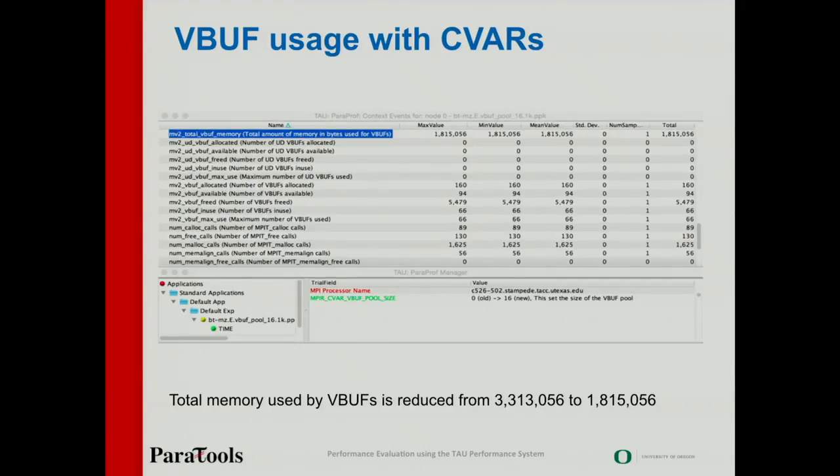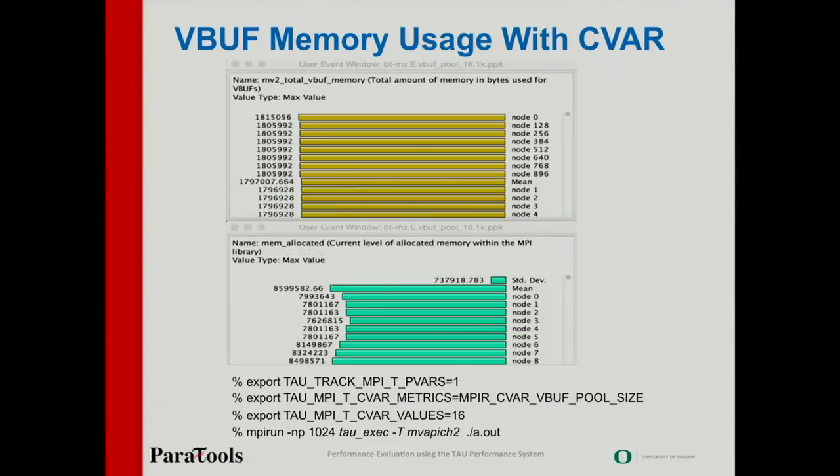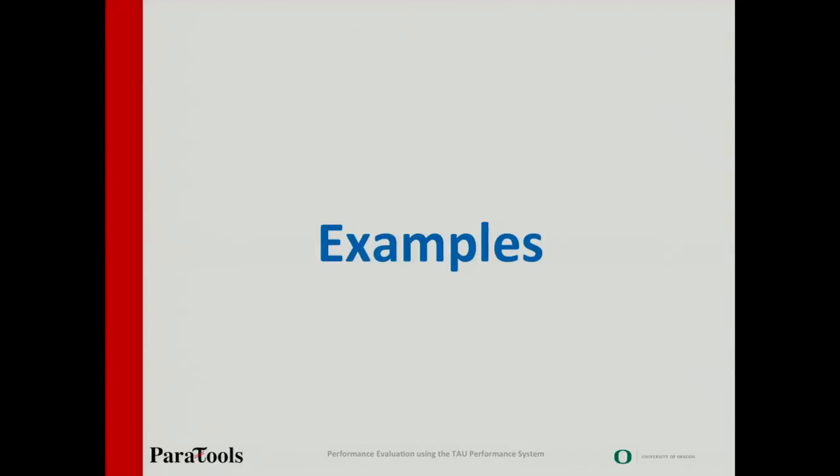And so you could change that and set the size, like the CVAR vbuf pool size, to 16, and then look at the performance again. And here you can see that the vbuf pools' total memory used is reduced. So you can reduce the footprint if you don't need it. And here are some examples of what happens on every rank, and this is again shown in ParaProf's display. You can see the changes that happen with the CVAR and how it's represented.